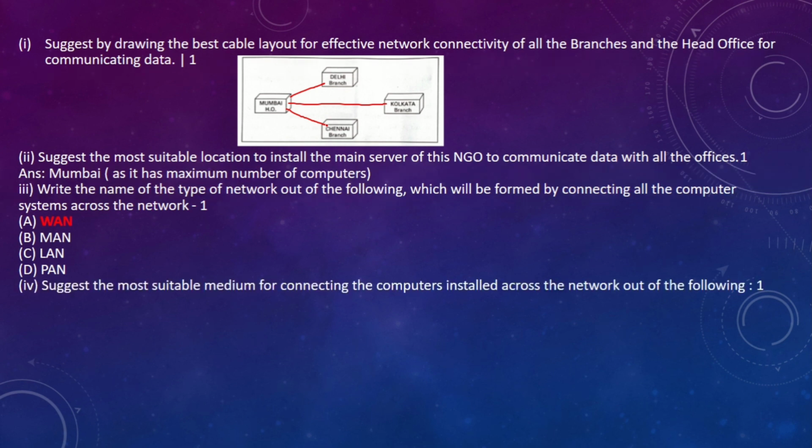Suggest the most suitable medium for connecting the computers installed across the network out of the following. So how do we connect? Optical fiber, very costly. Telephone wires, very slow. Radio waves, yes, they are the appropriate ones. And Ethernet cable, not at all suitable, because Ethernet cable is only used for LAN. So here we are going to use radio waves.